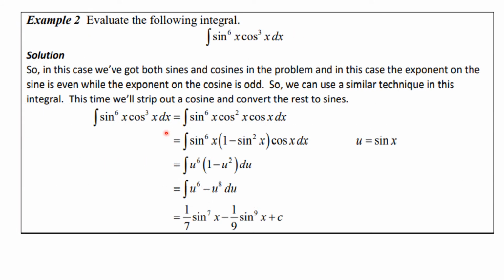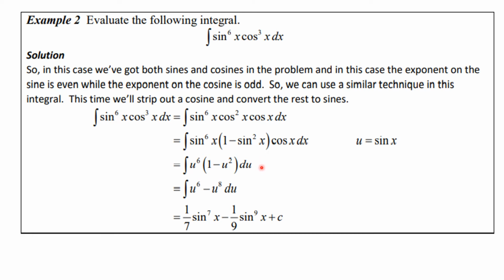Well, this time, because the exponent on the cosine is odd, instead of stripping out the sine, you strip out a cosine this way. And then I'm going to leave the sine sixth alone, but I'm going to change cosine squared to 1 minus sine squared x, times cosine x. And then I'm going to distribute and do the substitution u equals sine of x, and I get this. Make certain you understand this substitution.